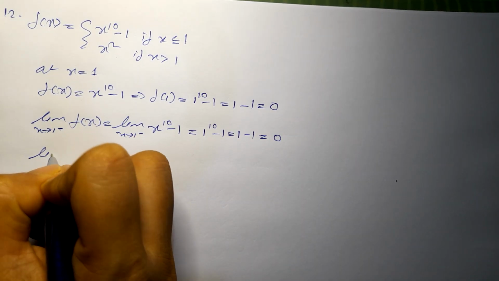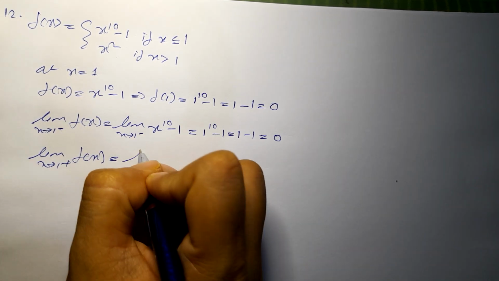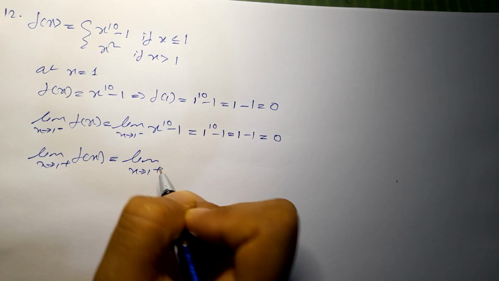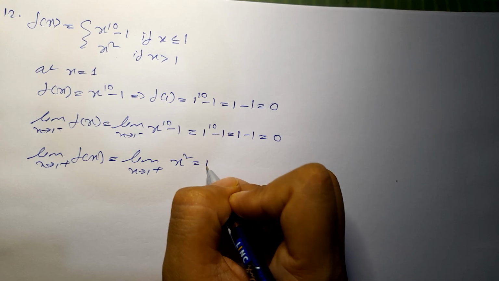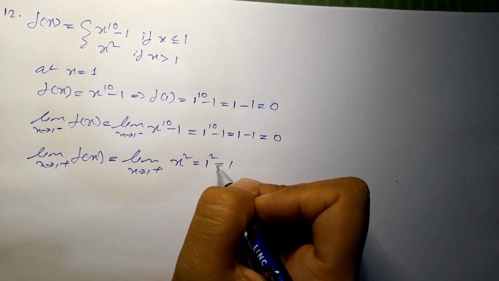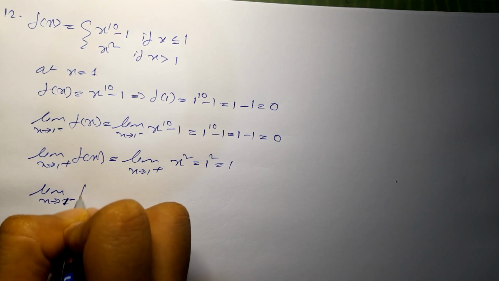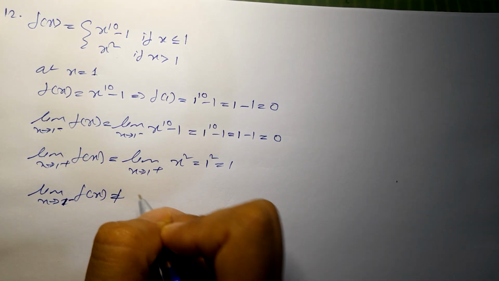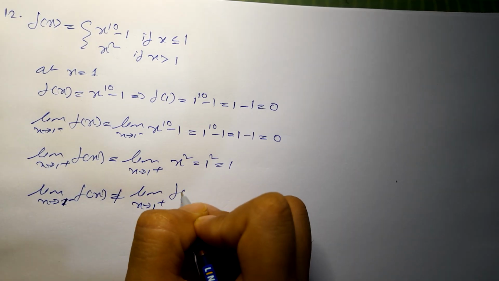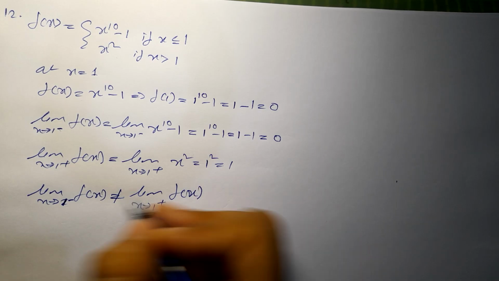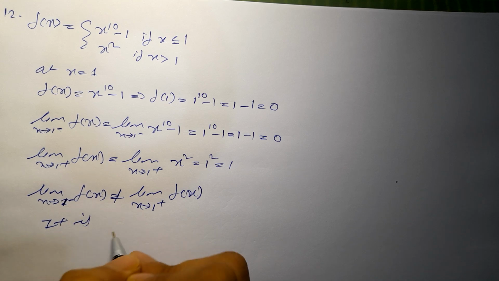Now the right hand limit, limit x tends to 1 plus f of x, which function is it? x square. So instead of x, now place 1, so 1 square is equal to 1. The left hand limit and the right hand limit are not equal. Limit x tends to 1 minus f of x is not equal to limit x tends to 1 plus f of x. So it is discontinuous.